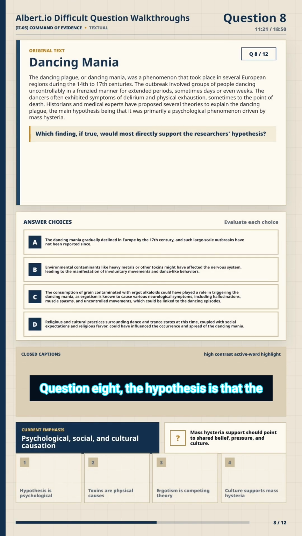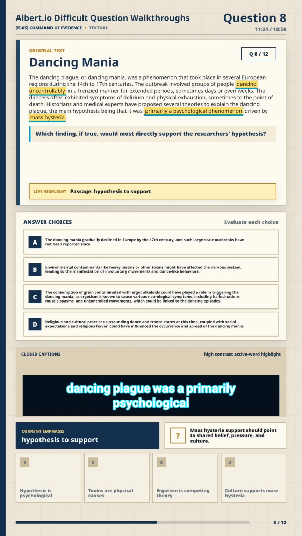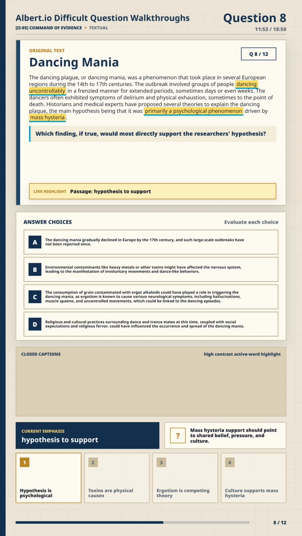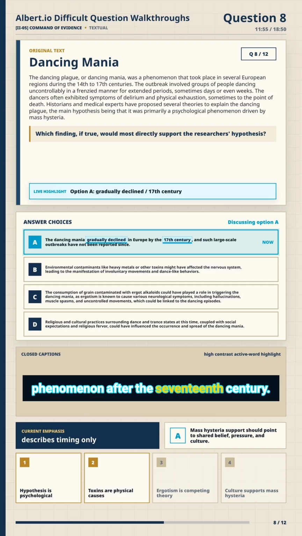Question 8. The hypothesis is that the dancing plague was a primarily psychological phenomenon driven by mass hysteria. Notice the precision required here. The phrase mass hysteria refers to a sociological and psychological phenomenon, a collective psychogenic outbreak where shared belief, anxiety, and social pressure cause groups of people to exhibit symptoms with no physical cause. Mass hysteria is not caused by toxins, chemicals, or pathogens, so the correct supporting finding must point to a psychological, social, or cultural factor.